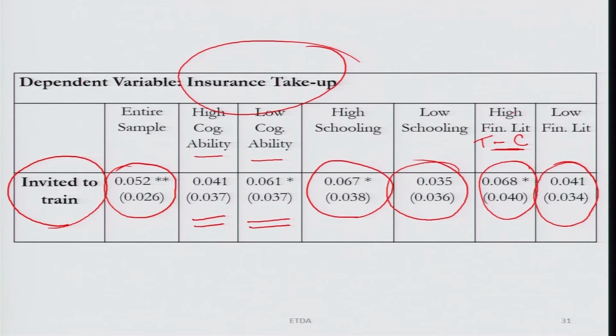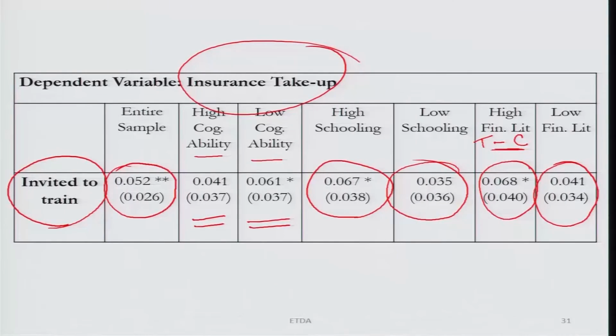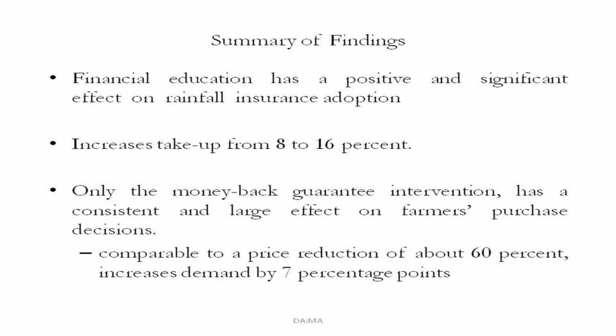So, this is high initial financial literacy levels, and what they find is that only this group benefits from the insurance from the financial literacy training program, but not the ones who have a very low initial level of financial literacy. However, one thing we need to account for in this table is the fact that we do not know whether these differences, this 0.068 and 0.041, are significant or not. So, we need to take this with a pinch of salt though.